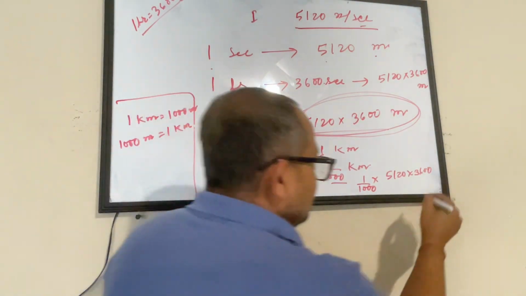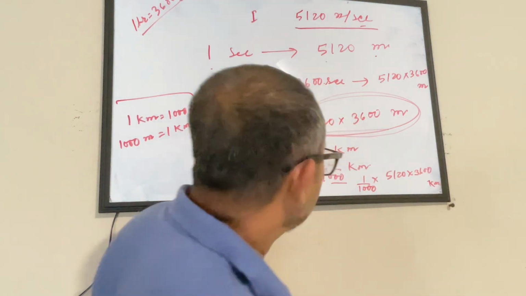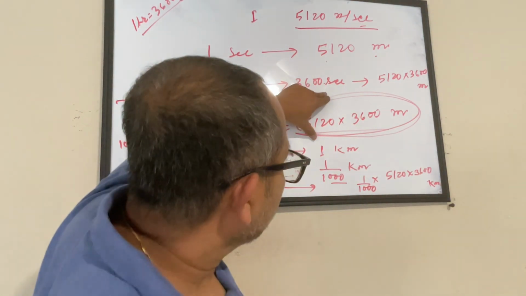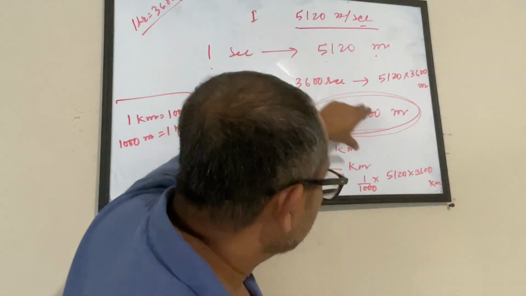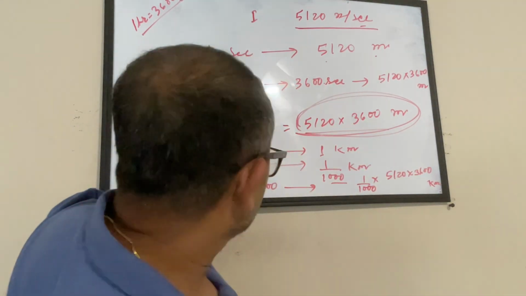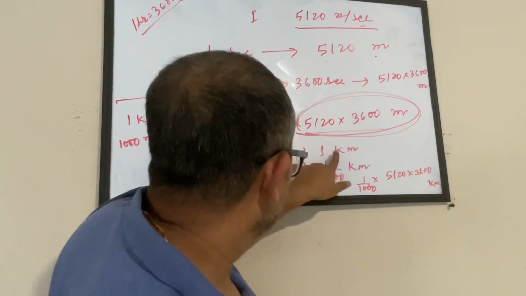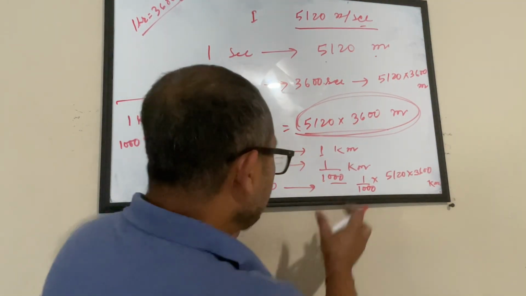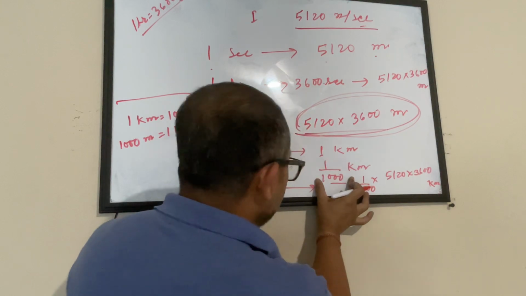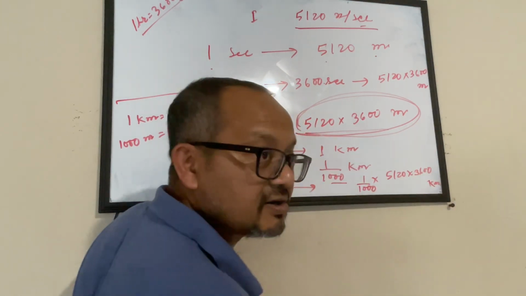This many kilometers. Meaning the sound wave is traveling at this many meters per hour. I'm trying to convert this meter into kilometer. So we know that 1000 meter equals 1 kilometer. 1 meter will be equal to 1 by 1000 kilometer. So this many meter will be whatever is the value of 1 meter multiplied by that many meter.